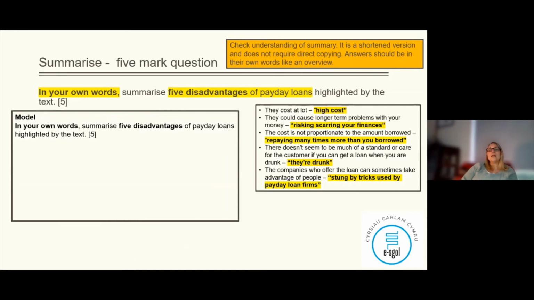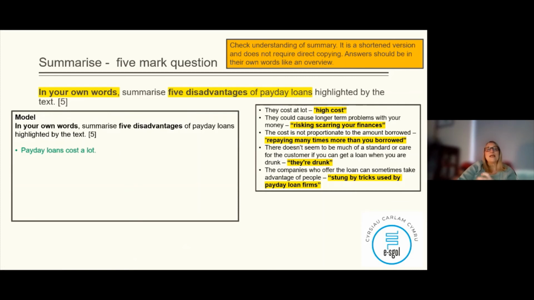Okay, so if you look at the box here, it tells you they cost a lot, so I've highlighted high cost there. So in my response here, I would put payday loans cost a lot. I'm just interpreting those words and putting them in a sentence. A very short sentence, but that's all I need because I'm summarising the information.